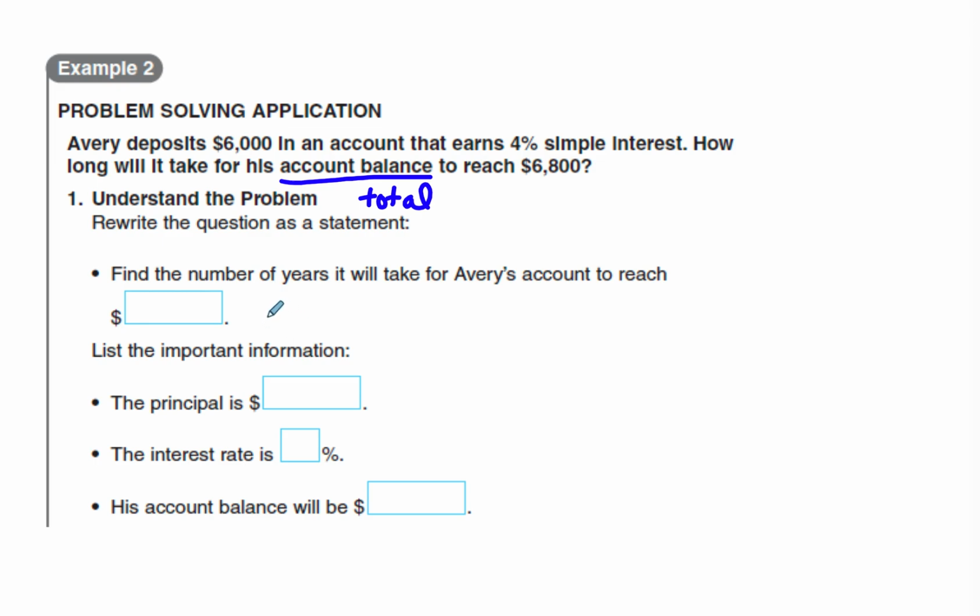So the first thing we have to do is figure out how many years, because it says how long, so that's time, how many years it's going to take for Avery's account to reach that total of $6,800. So let's list our important information. Principal is $6,000. That's how much money Avery put in the bank. We know the rate is 4%. We know at the end of the problem we want $6,800 in the bank.